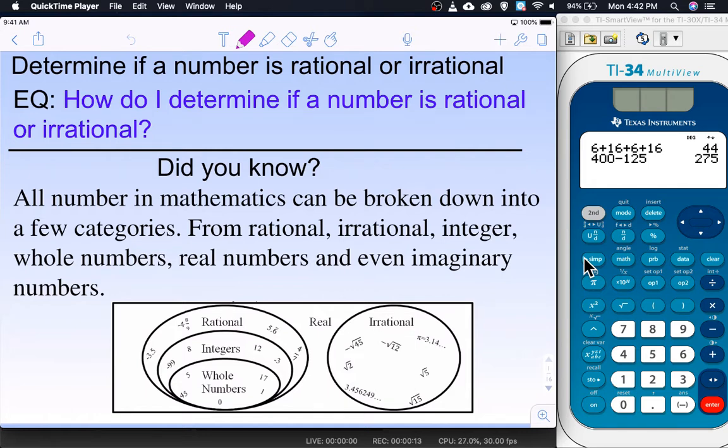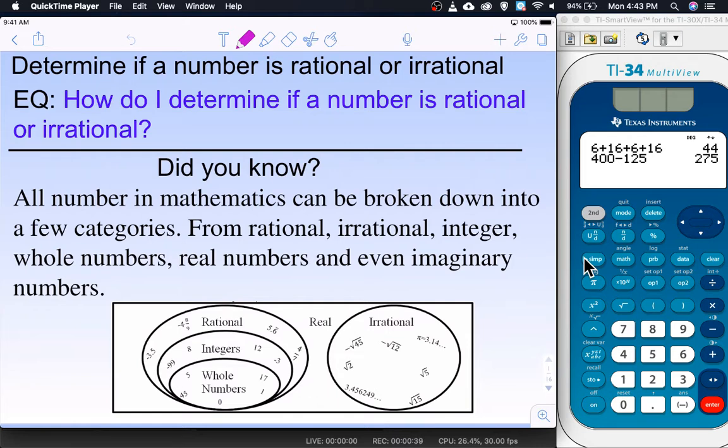So most of the next bunch of lessons are talking about them: converting one to another, comparing, ordering, lots of various things like that. So this first lesson is entitled Determining if a number is rational or not. Right? Central question: how do I determine if a number is a rational number or an irrational number?